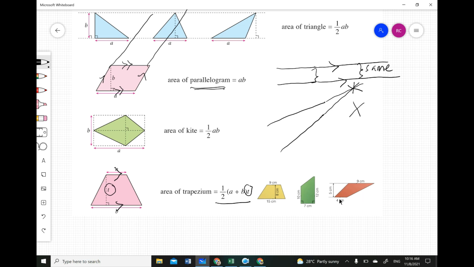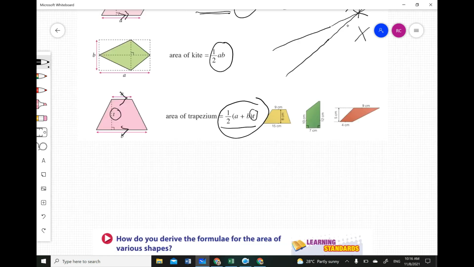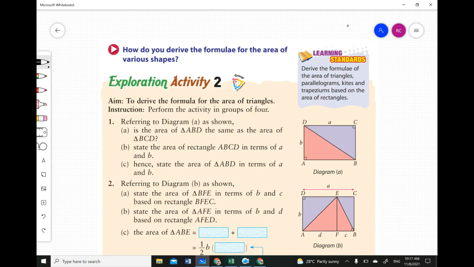Okay, so I show you 3 different types of trapezium, not only like this. We can also call this kind of shape a trapezium because it has a parallel line. This one is parallel, so it's a trapezium. This one also, because this is parallel, we call it a trapezium. Okay, now we are going to enter into how to get the formula for each of these. Okay, let's see the first one, the triangle.